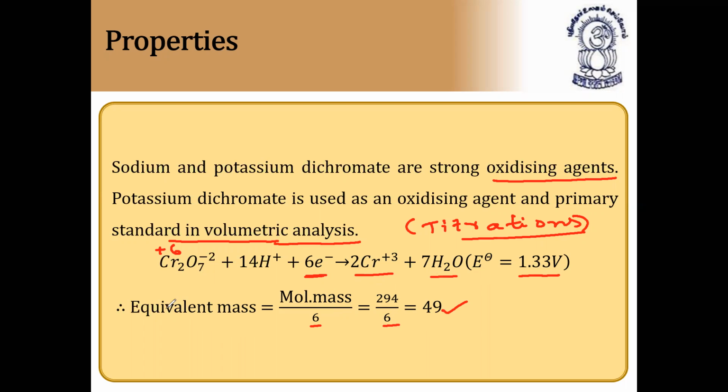So the equivalent mass of potassium dichromate in acidic solution. Acidic means H plus ions; H plus ions show it is acidic in nature. So the equivalent mass of potassium dichromate in acidic medium is equal to molecular mass by 6, that is 294 by 6, which is equal to 49. They will also ask this in the entrance examination as an objective question. So this whole point is very, very important.